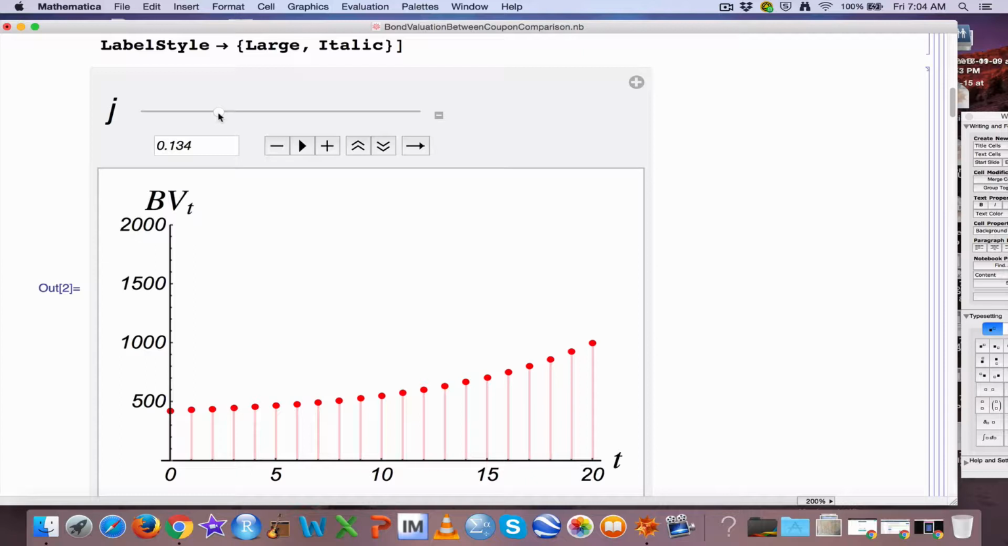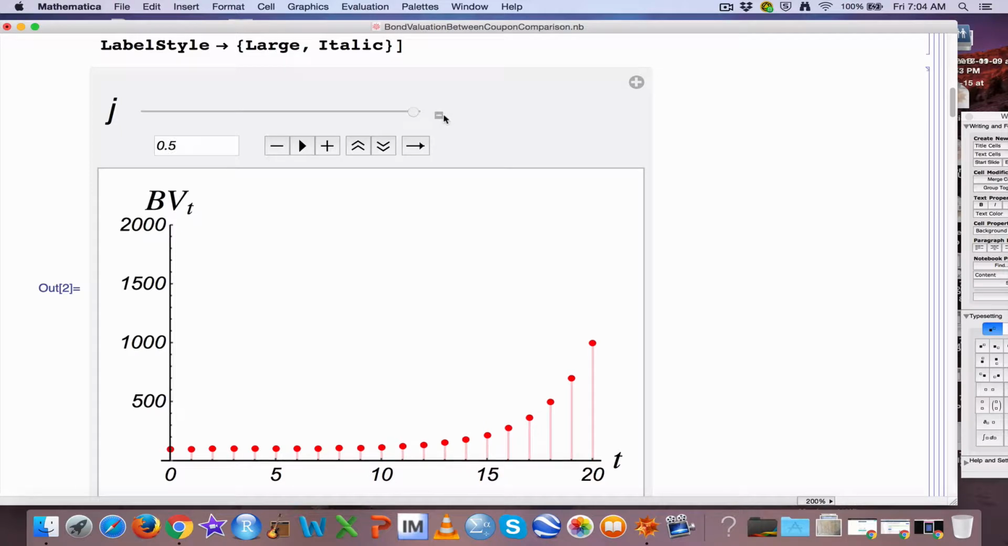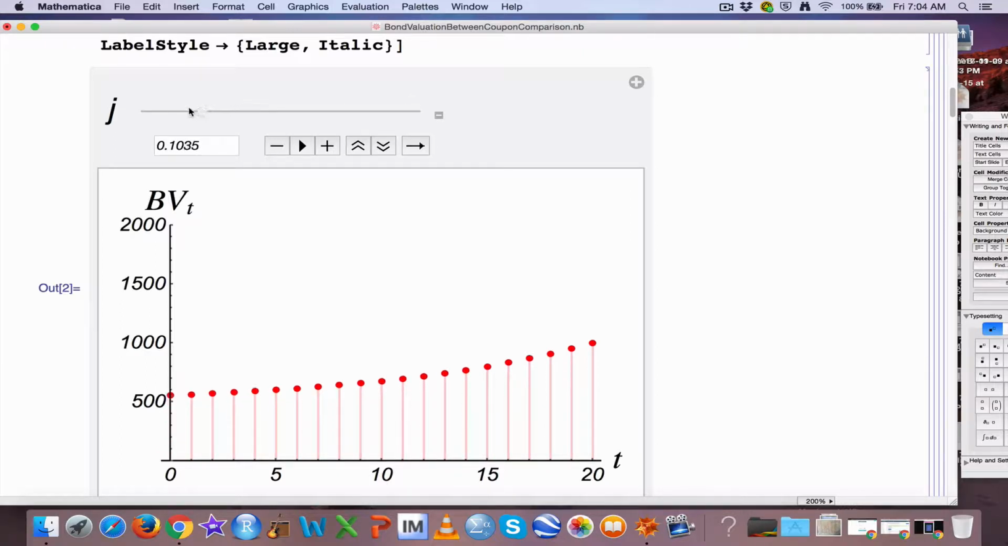And it gets more extreme the bigger j gets, and I've allowed myself to go up to a really big value of j here, up to 0.5, which would be 50%, and you can see the extremeness in the behavior of this graph is very, very large when j is large compared to r.